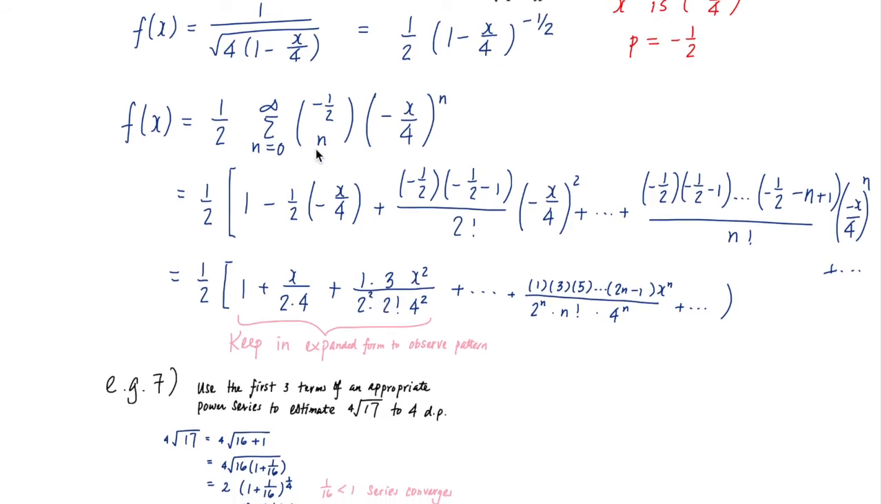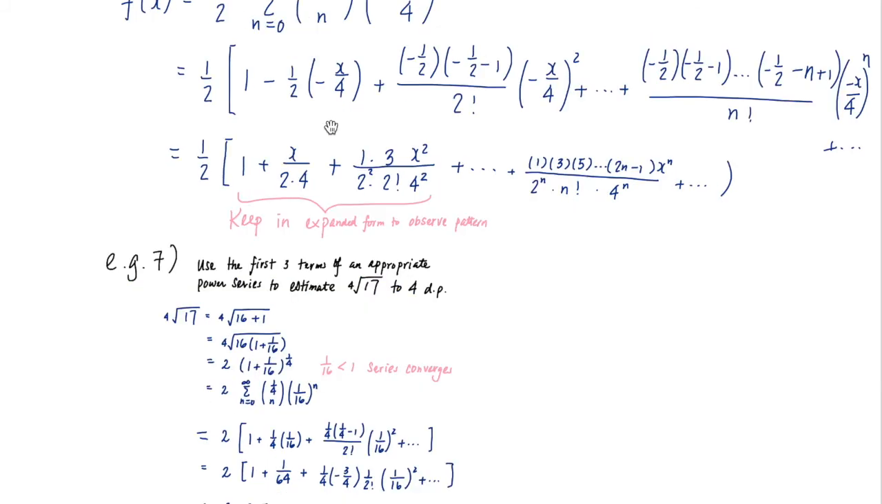Substituting 0 as n, you have negative 1/2 choose 0, which is 1, times negative x over 4 to the power of 0, which is 1. Okay, here we go. N is equal to 1: negative 1/2 choose 1 is always negative 1/2, same as the number above, and then times negative x over 4 to the power of 1. Next term, you have negative 1/2 times negative 1/2 minus 1, over 2 factorial, times the so-called x squared, okay? Well, in the next line, we're going to look for a pattern, okay?